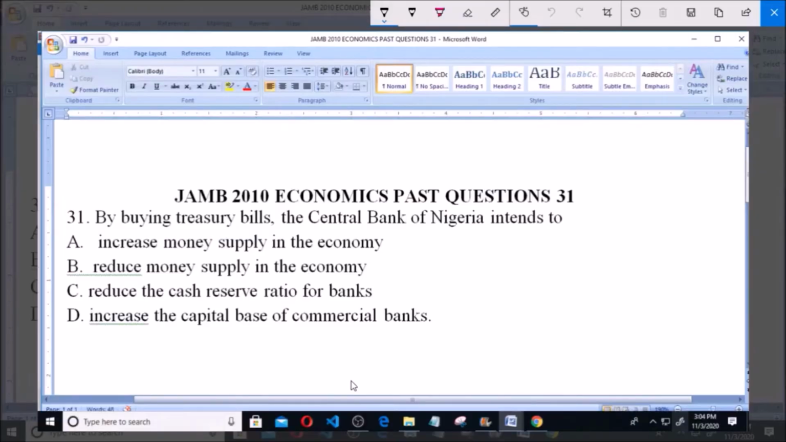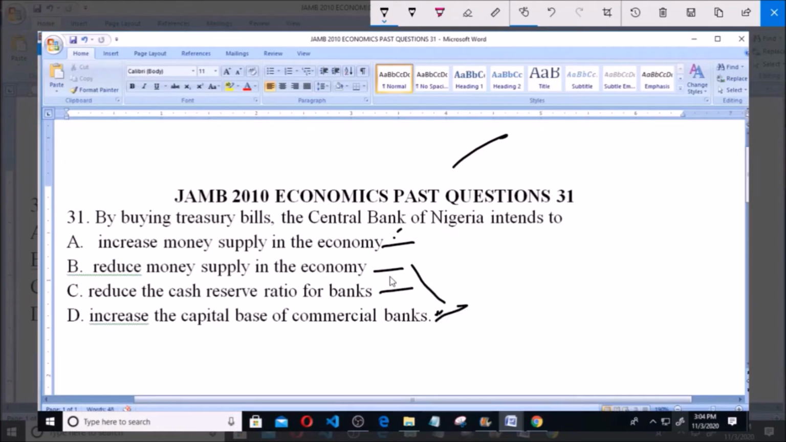Hello, Jamb 2010 Economics Past Question number 31. By buying treasury bills, the Central Bank of Nigeria intends to: A, increase money supply in the economy, B, reduce money supply in the economy, C, reduce the cash reserve ratio for banks, and D, increase the capital base of commercial banks.